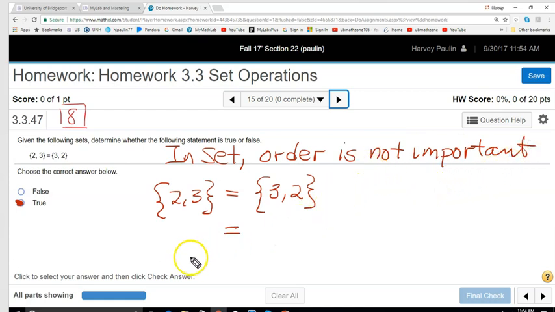Now, how about this as a statement? (2, 3) and (3, 2). Now, these aren't sets. These are ordered pairs. We're using a parenthesis here. Now, is this true? Is order important in ordered pairs? Yes, order is important there. So this is not true. Or to make it true, we'd have to say that they do not equal each other.